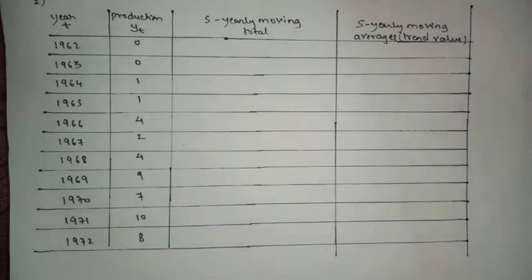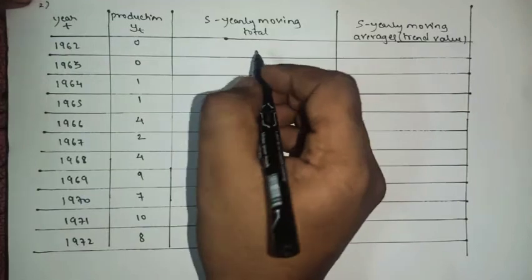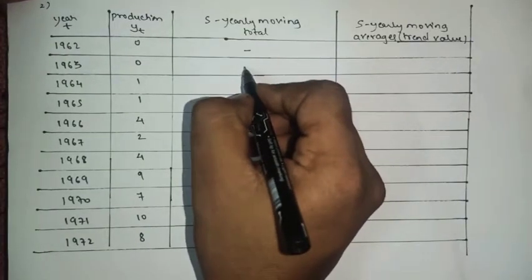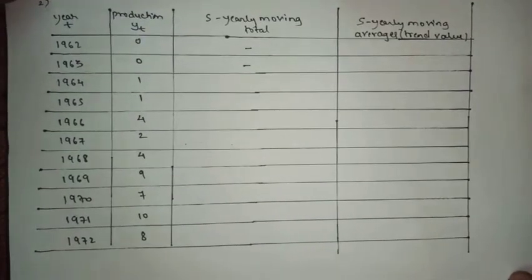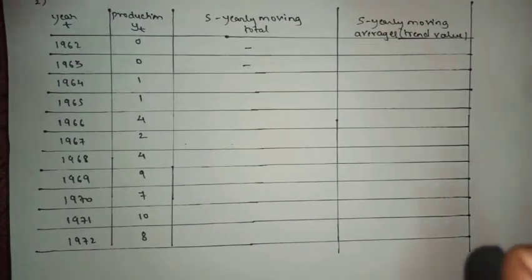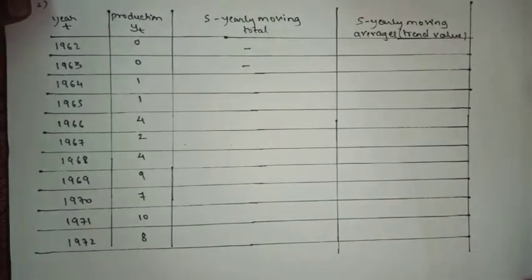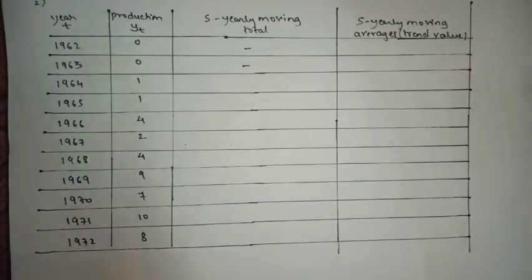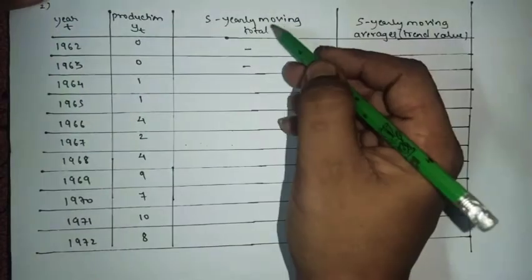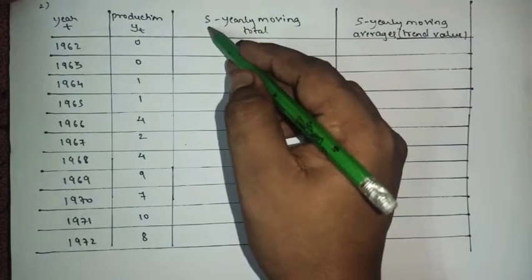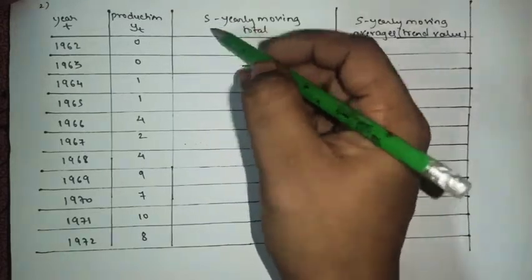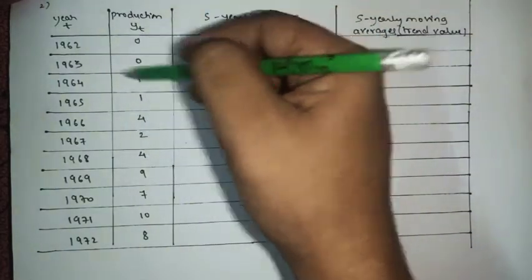So let's begin. For 5 years you will keep the first and second box blank, as it is a rule for the 5 years. For the 3 years you will keep the first one blank. For 5, first and second, remember this. Now we have to add the 5 numbers. For 5 yearly moving total, we have to add the production, not the year, remember this.